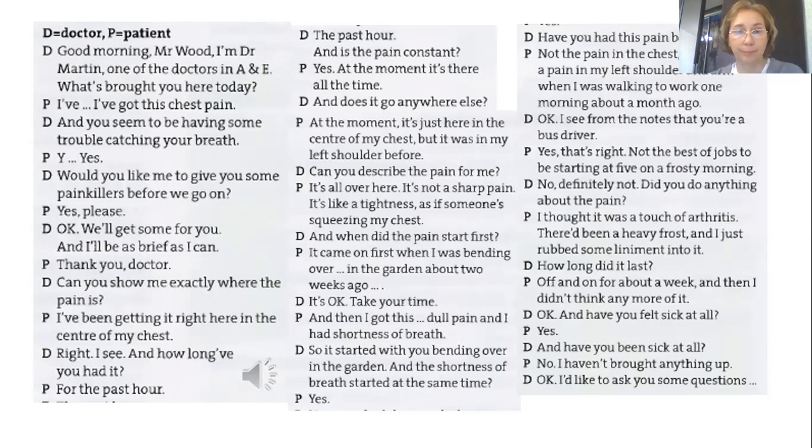Right, I see. And how long have you had it? For the past hour. And is the pain constant? Yes. At the moment, it's there all the time. And does it go anywhere else? At the moment, it's just here in the centre of my chest. But it was in my left shoulder before. Can you describe the pain for me? It's all over here. It's not a sharp pain. It's like a tightness, as if someone's squeezing my chest.